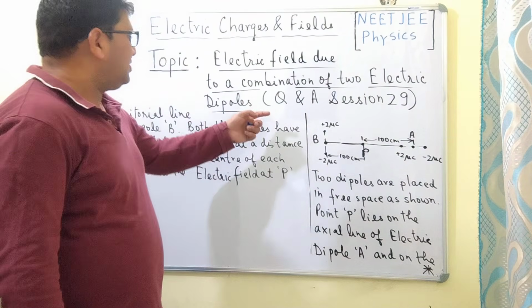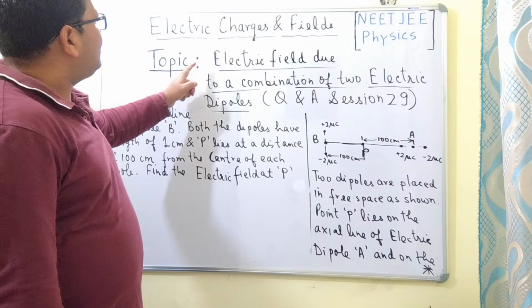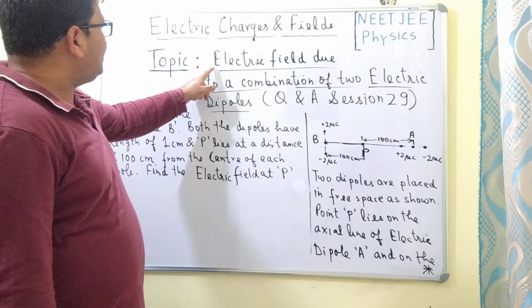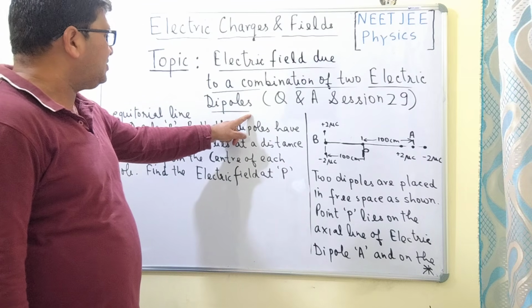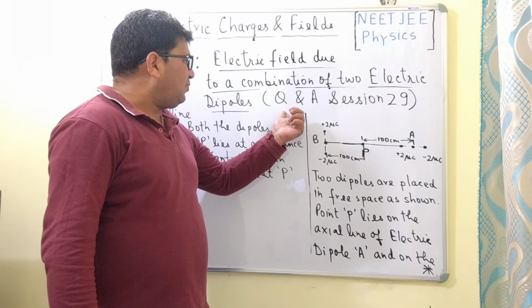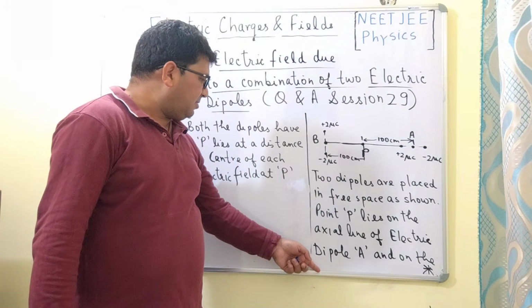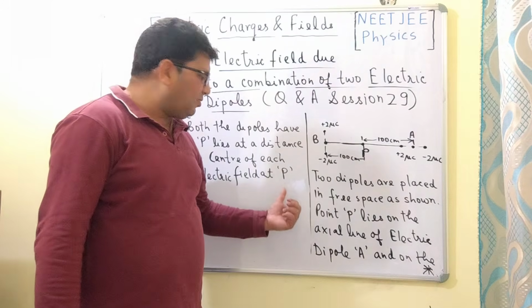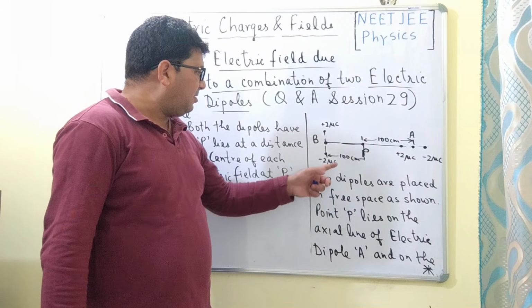Welcome back. This is session number 29 from the chapter of electric charges and fields. The topic is the calculation of electric field due to a combination of two electric dipoles which are existing in free space. Based on this topic I have one question which is very similar to the one which was asked in the IIT Main examination this year.